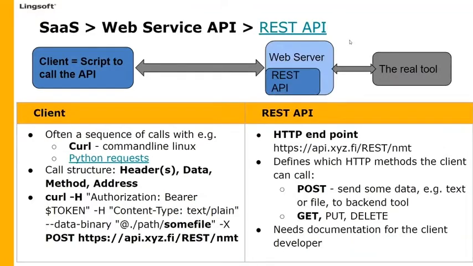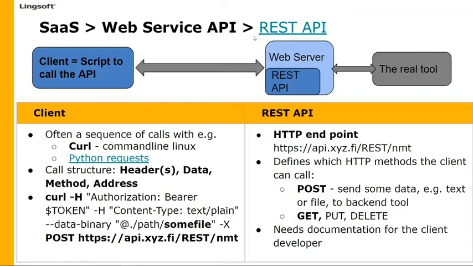Then we'll start here on the software as a service. I'll move this little guy here. And software as a service means that you don't have the software yourself on your machine, but you access the software via a web service, via the internet. So that's the software as a service. And on the back end, you have the real tool. And on top of the real tool, you have a REST API, which sits on a web server. And then people can call this API from other computers in the world via a client.